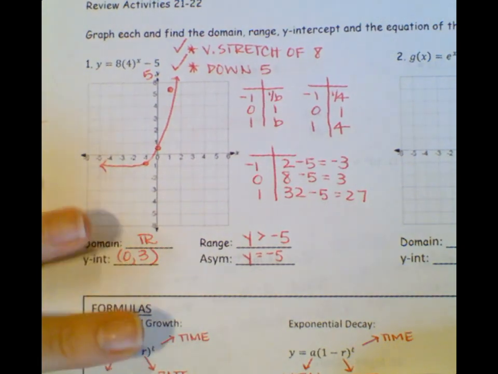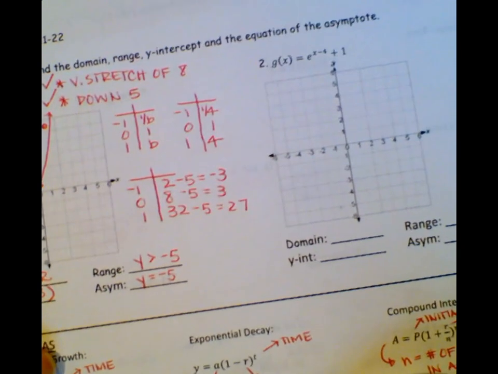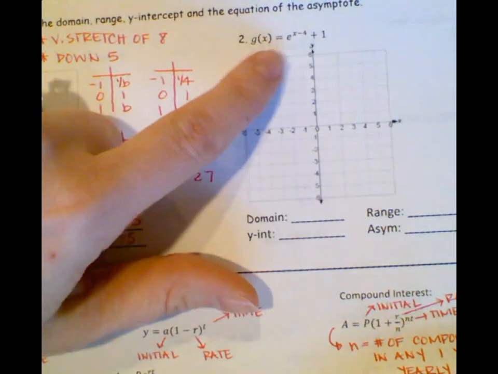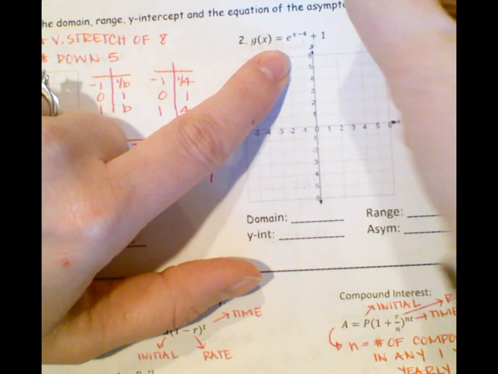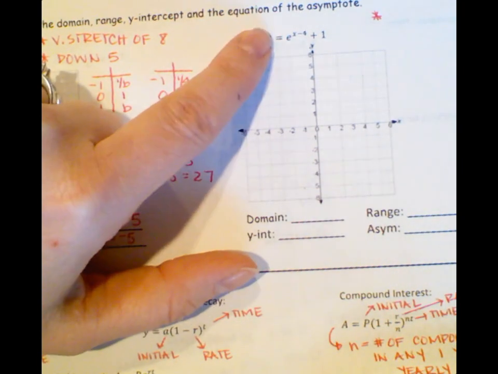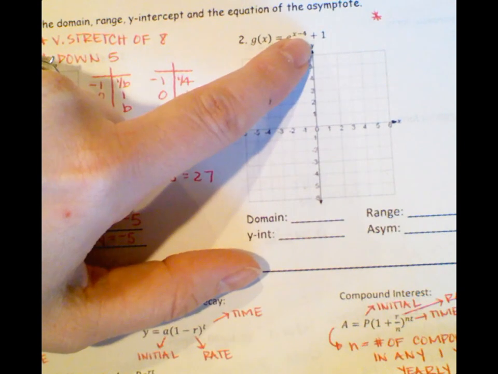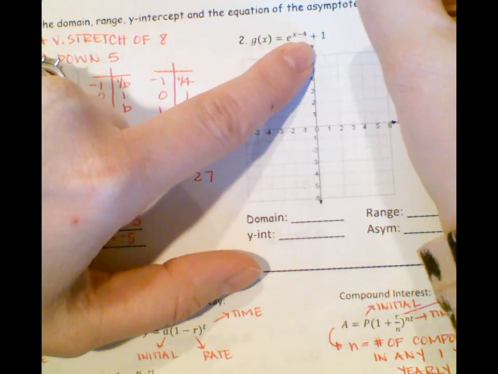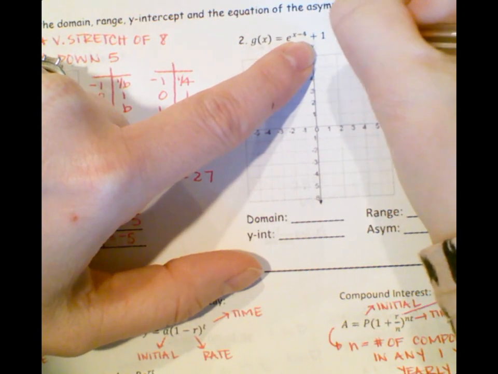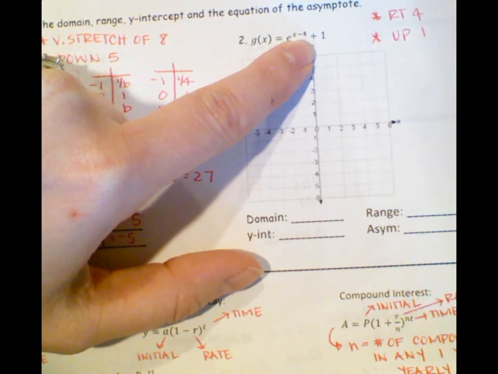All right, let's try another one. Now this one is, see how this one's a little bit different? It's got an E. See that E? That means he's got a different parent function, but before I go and put the new parent function, I'm going to tell you what's happening up here. So the -4 is going to be right 4, and the +1 is going to be up 1.